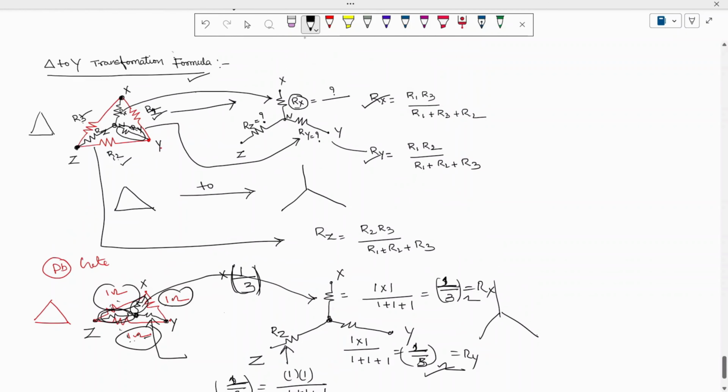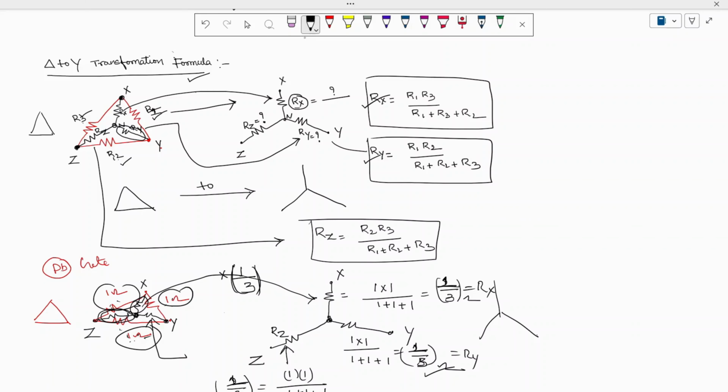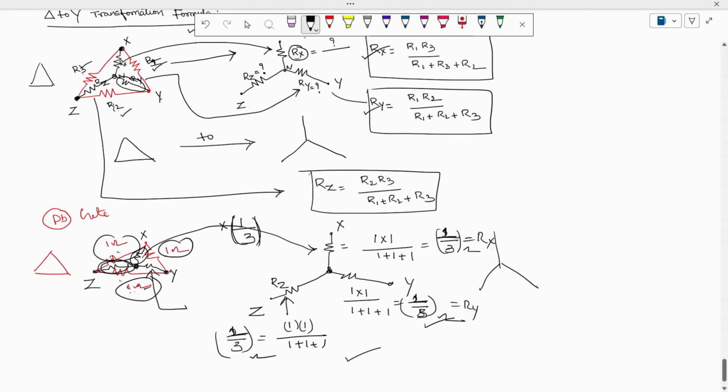So this is how to apply the formula for finding Rx, Ry as well as Rz. Very simple. For the black color resistor we can find the product of the remaining two resistors divided by the sum of R1, R2, R3. This is the delta to star transformation formula. So hope you understood. Now we can convert delta to star using this formula. I thought this is addition, that's why I wrote 2, but actually this is a product. So this is how a delta is converted to star when the values are equal.